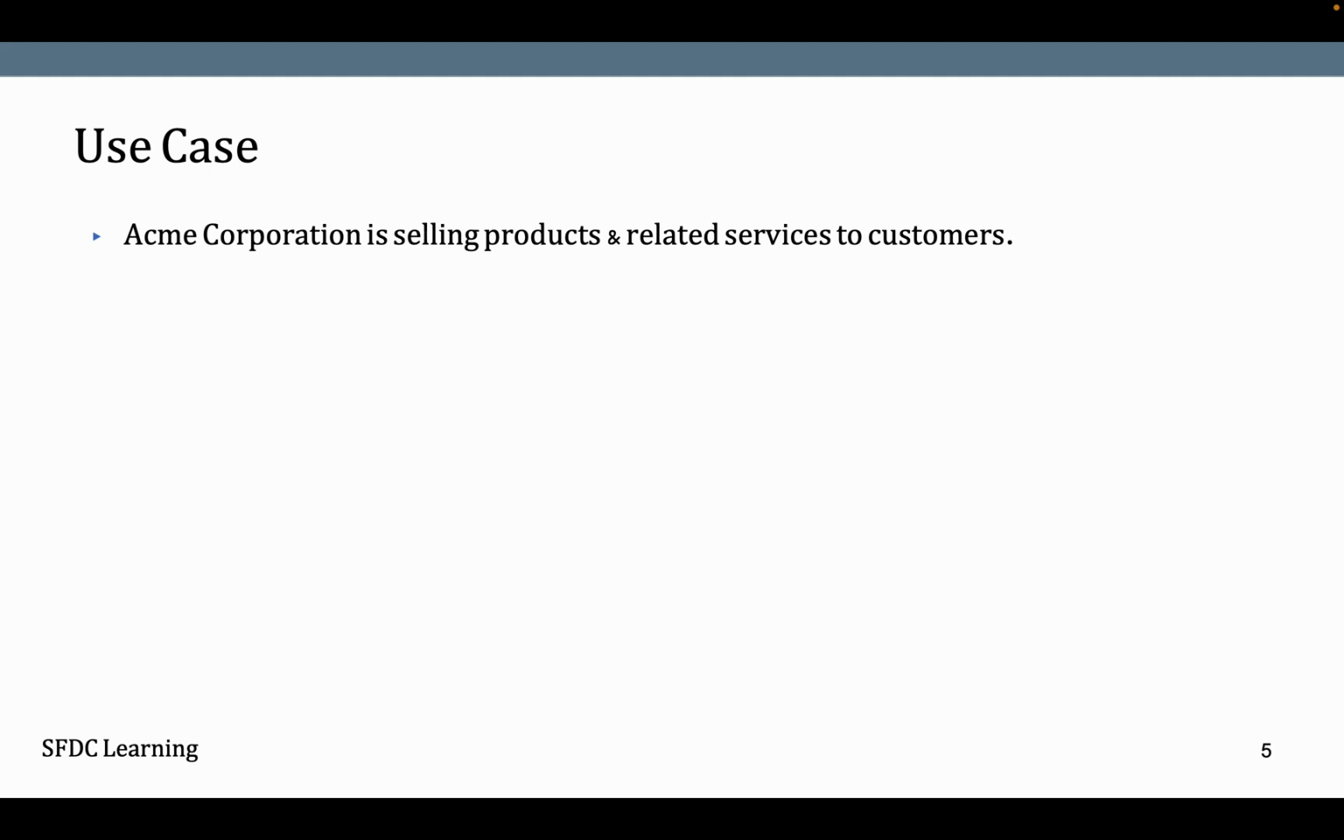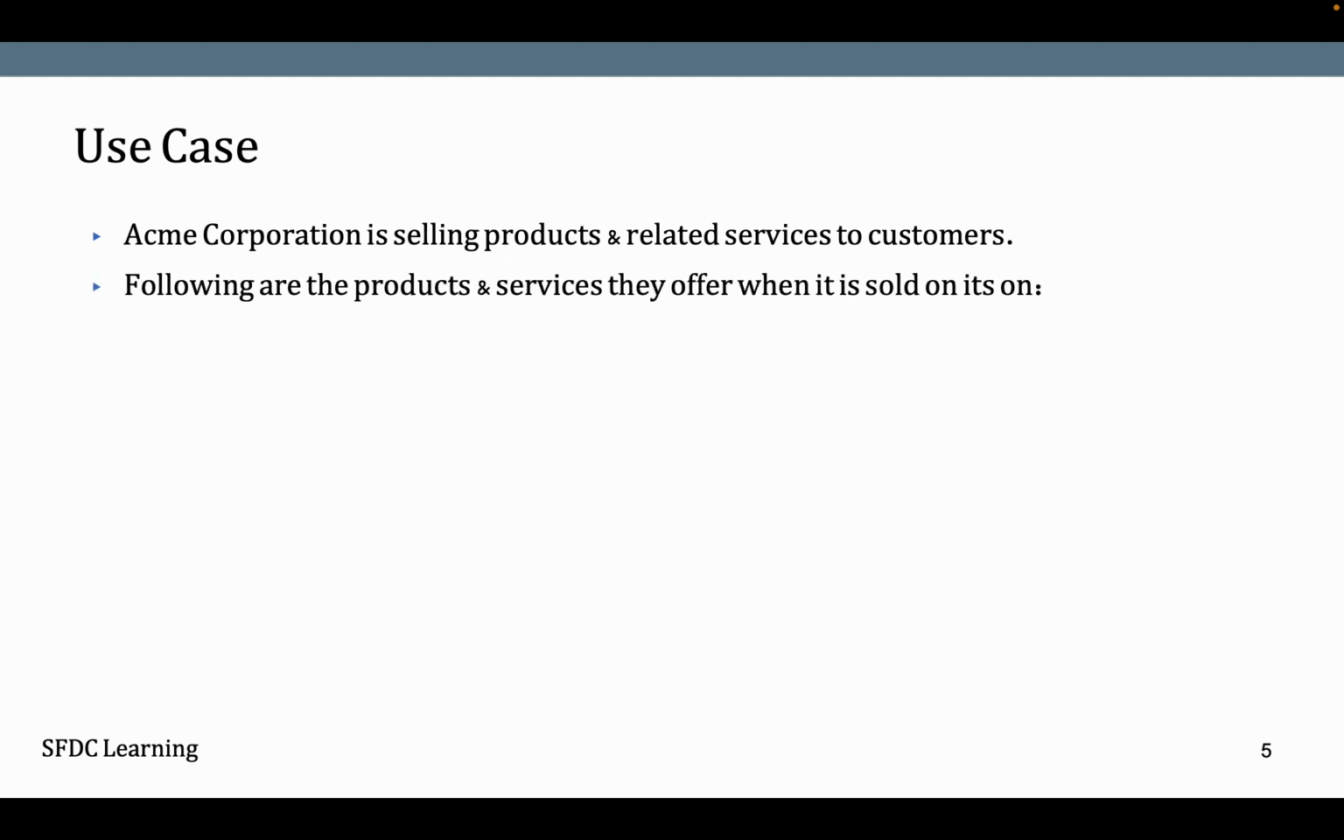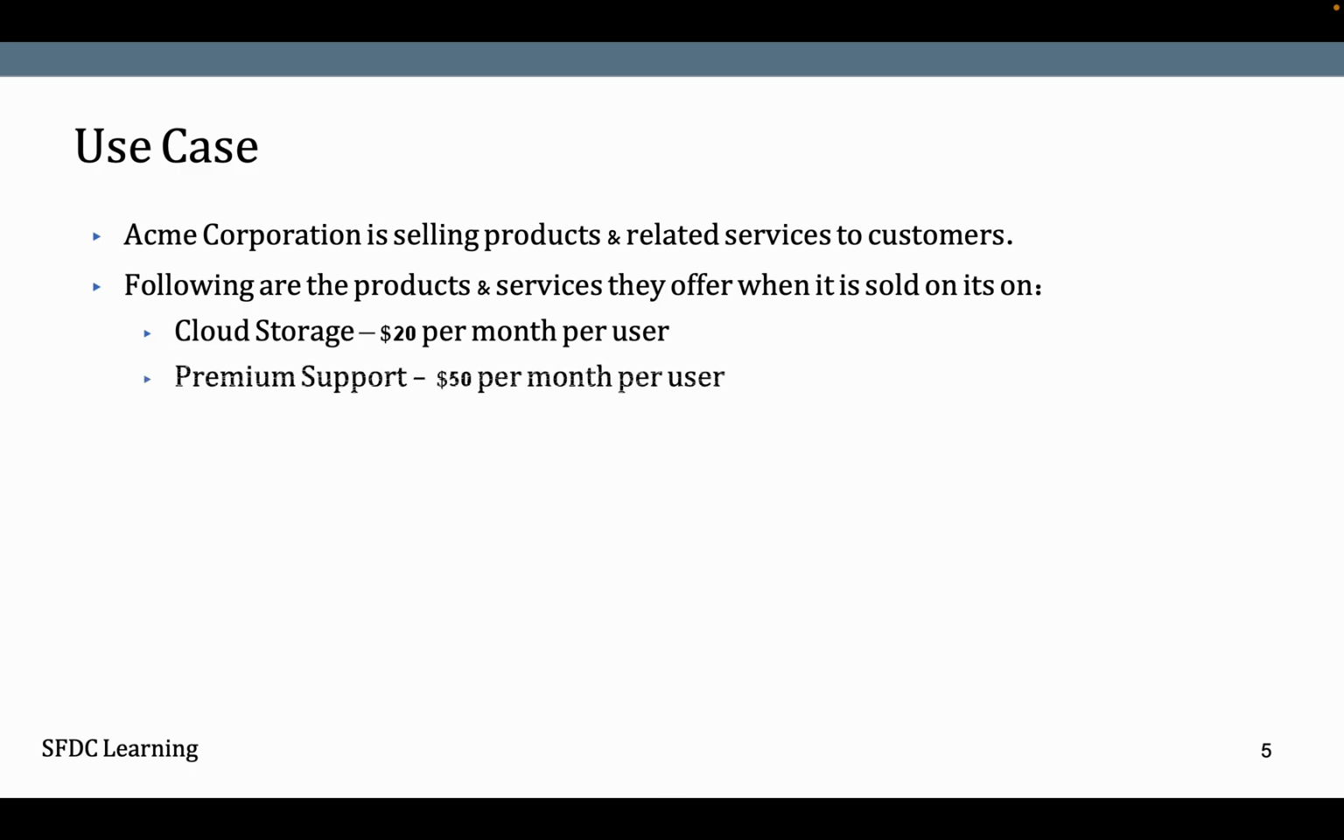Acme Corporation is selling products and related services to customers. Following are the products and services they offer when sold on their own. If they are selling cloud storage individually, they sell it at $20 per user per month. Premium support they sell at $50 per user per month.